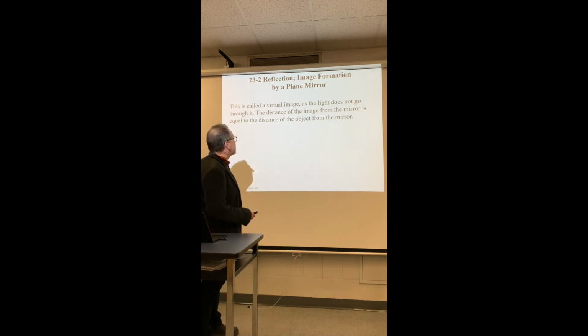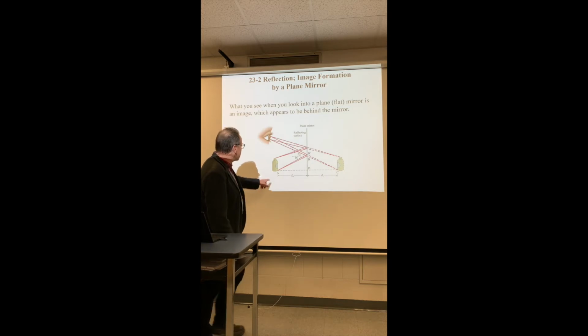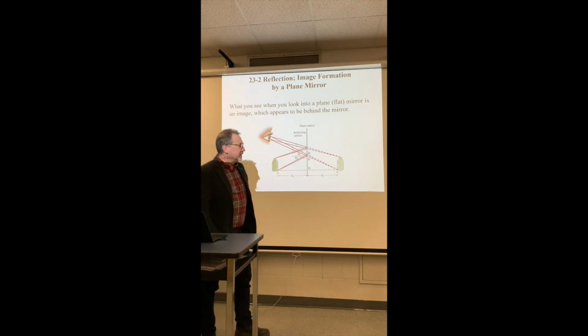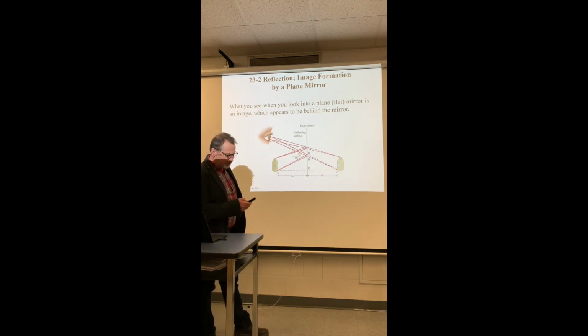A virtual image, as I said, is one where the light doesn't go through the reflection that you see in the mirror, and the distance of the image from the mirror is equal to the distance of the object from the mirror, right? So d0 equals di in case of this reflection.